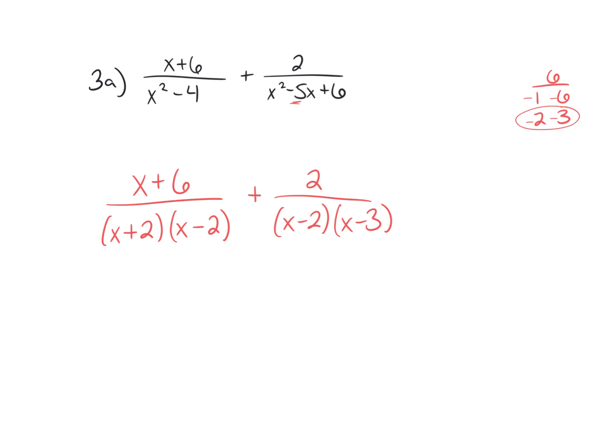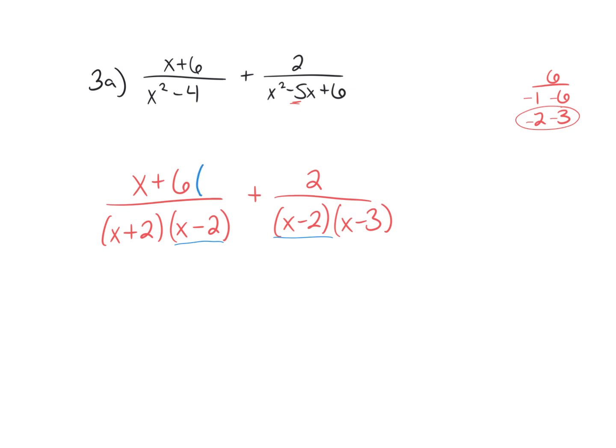Good. They are not the same, but is this easier to look at than what we were looking at before? Yes. So I want to ask you this. What is the same between the two? Do you agree they have x minus 2 in common? Okay. What is this denominator missing compared to this one? An x plus 2. So we have x plus 2 and an x minus 3 here. What is this one missing that this one has? The x minus 3.